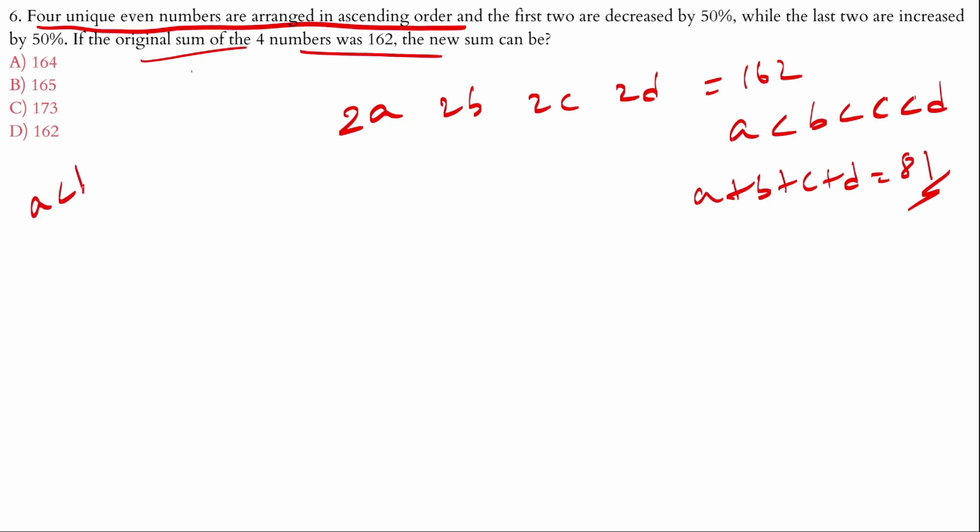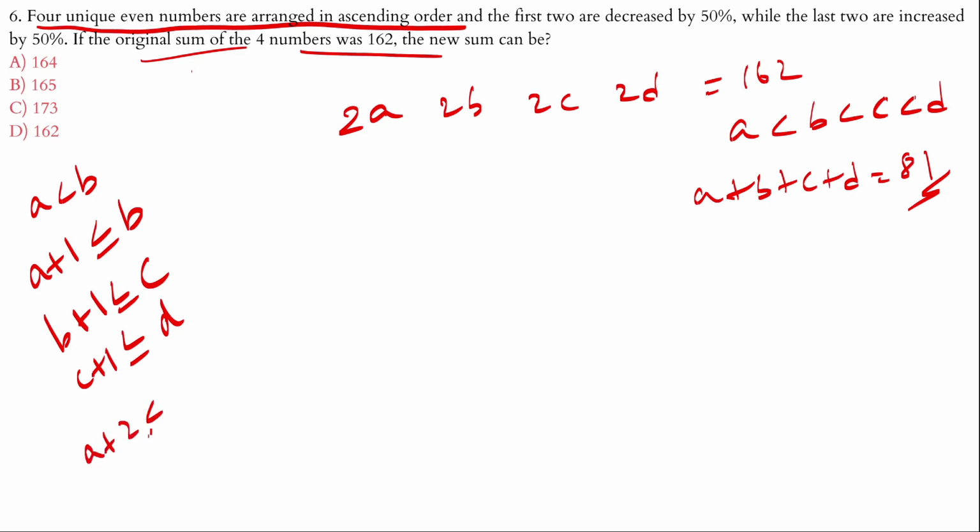say that a is less than b. And if we add 1 to a, a plus 1 will be less than or equal to b. In the same way, b plus 1 is less than or equal to c, c plus 1 is less than or equal to d. So from this we can infer that a plus 2 is less than or equal to c, and b plus 2 is less than or equal to d.